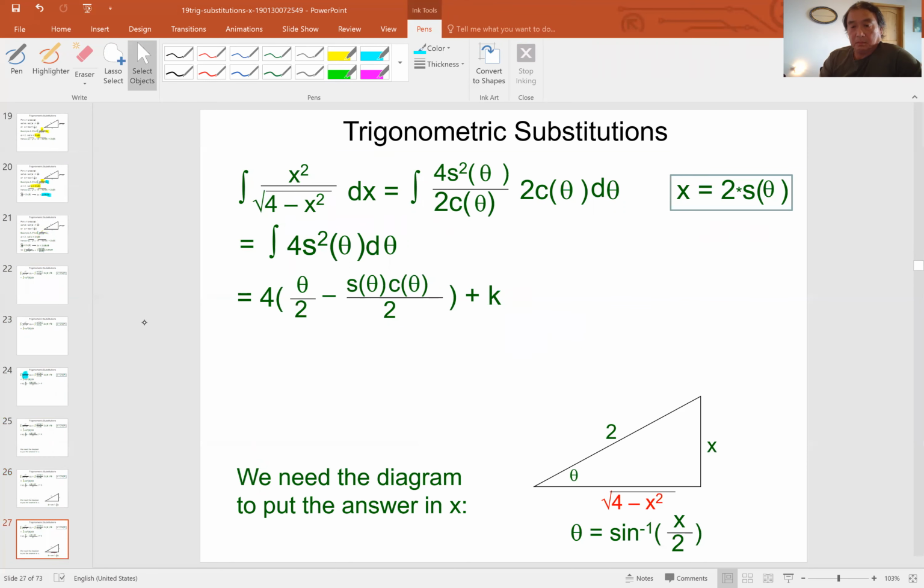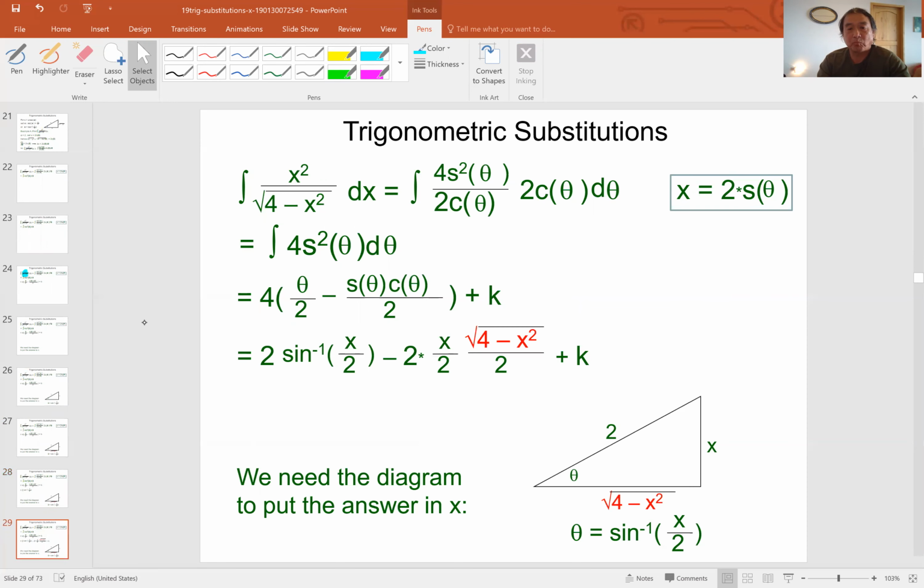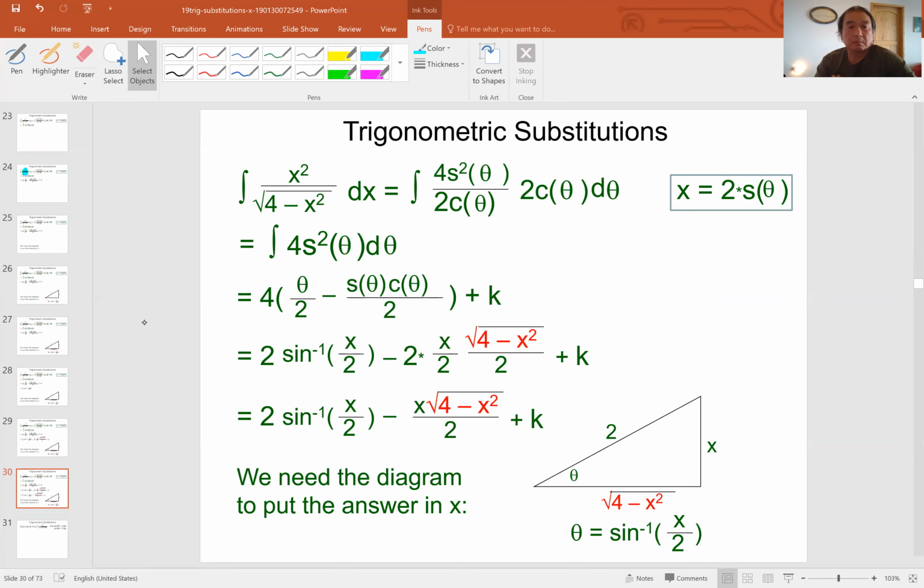So I have put that back and put the sine, cosine, theta back, and these are the answers. Okay.